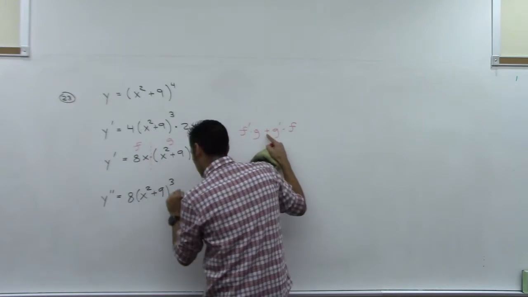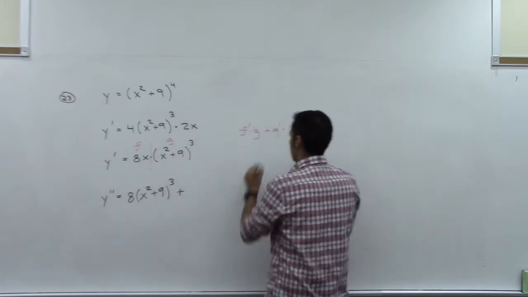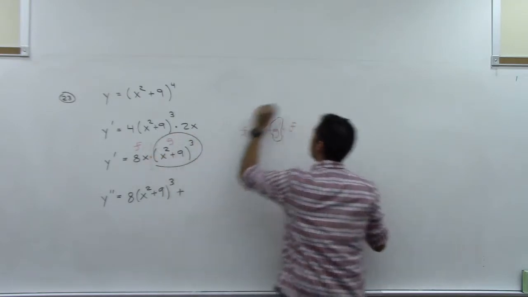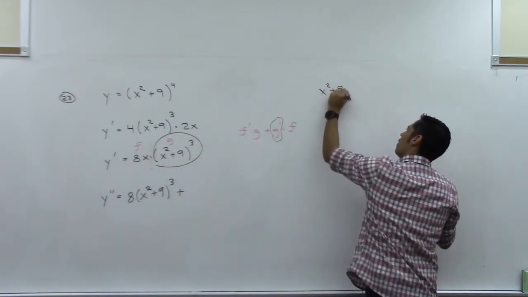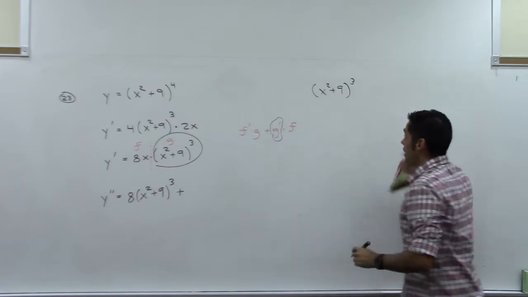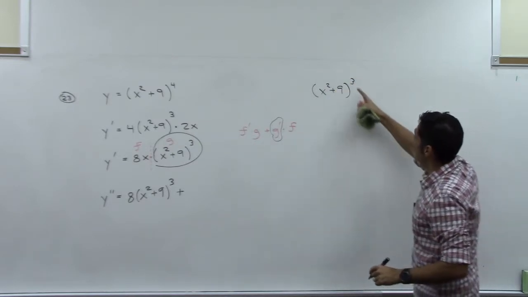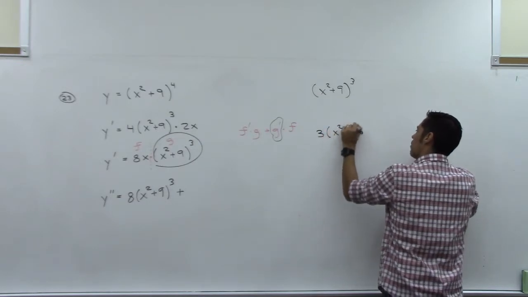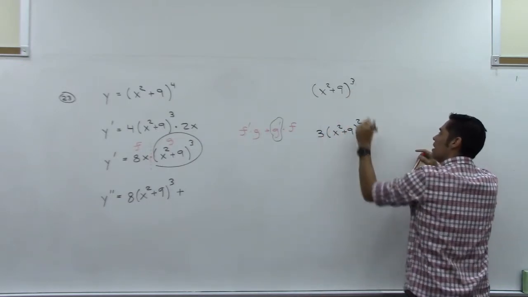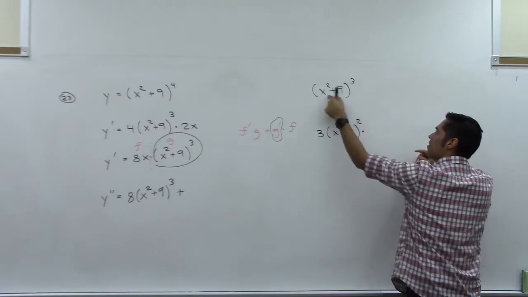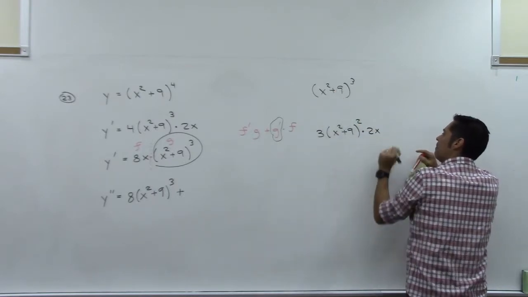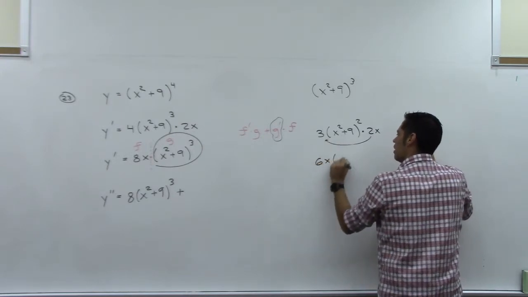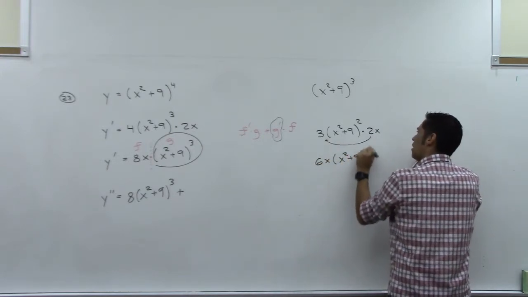Then I say plus, now the derivative of g, and this is the part that's a little tricky. If we just look at this right here, and we take the derivative, we're going to have to use the chain rule. So the 3 is going to come out first. We're going to not touch the inside. We're going to reduce the power by 1. Then we're going to say times the derivative of what's inside, which is 2x again. And that, when we move this out front, we get 6x times (x squared plus 9) squared.